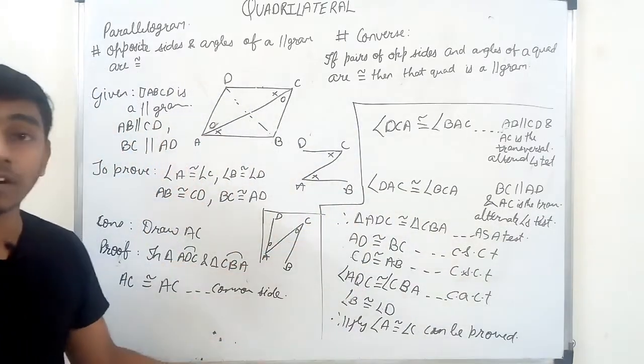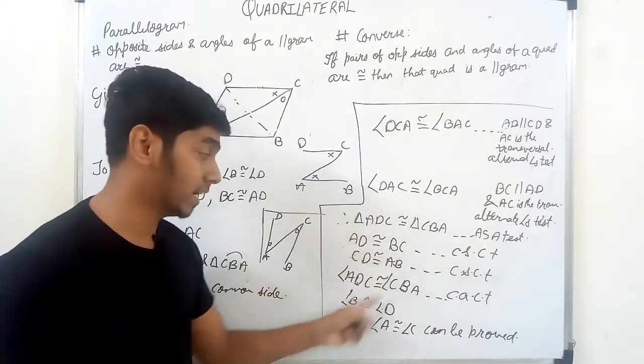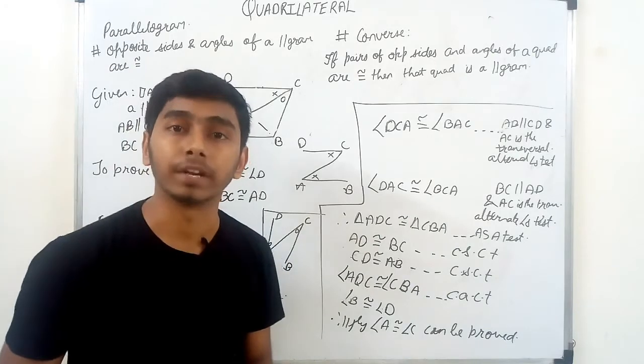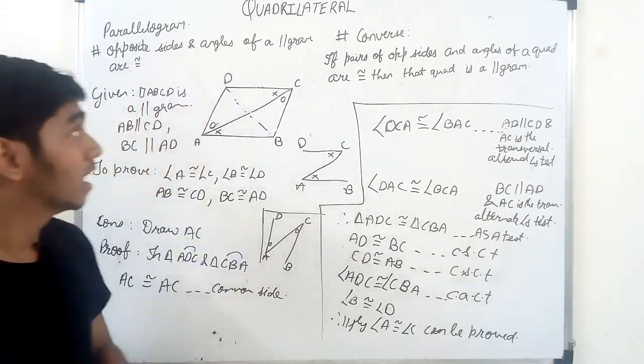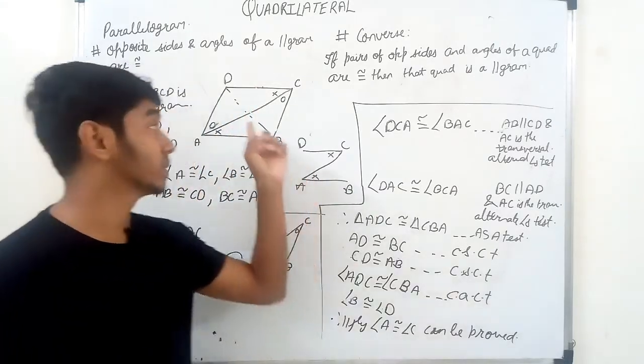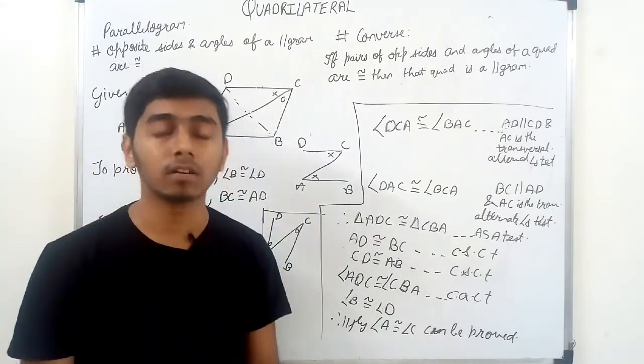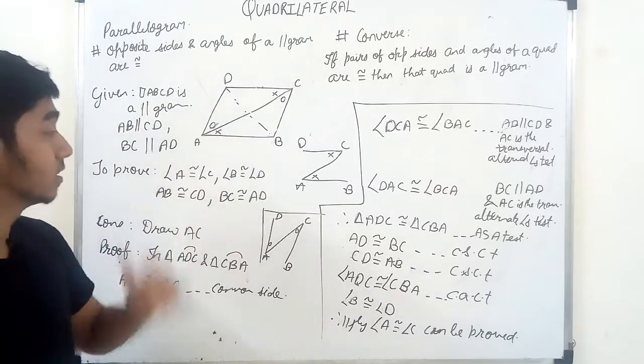Okay, so I hope you have understood. We have proved that opposite sides and opposite angles are congruent. That's what the theorem says: if it is a parallelogram, then opposite sides and angles are congruent. So this is the theorem.